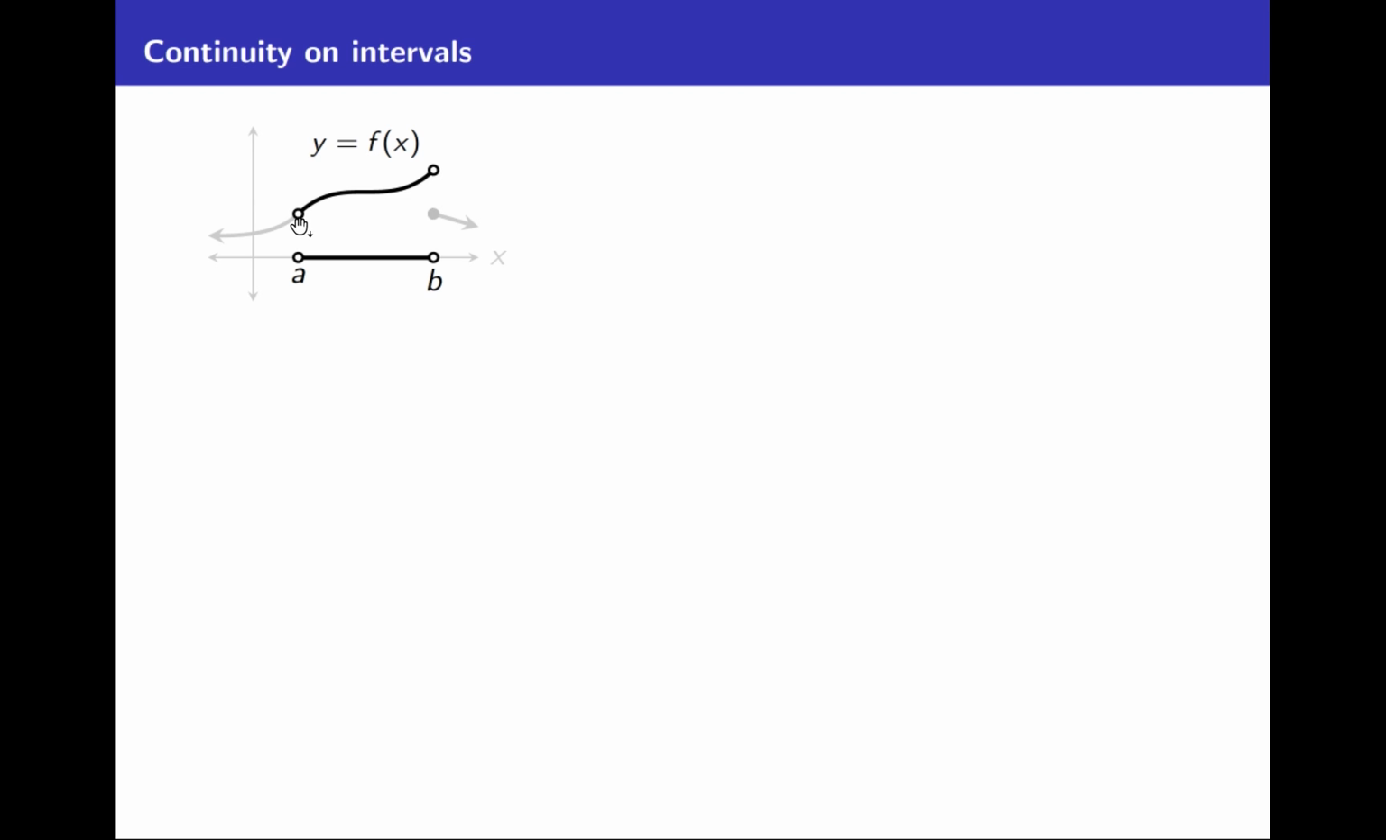There was a break at a in this function because there was a hole in the graph, but a is not in the interval. So in this picture, at any number c between a and b, any number on this interval, this is a smooth, unbroken curve. So we're going to say that in a situation like this, the function f is continuous on the interval from a to b.